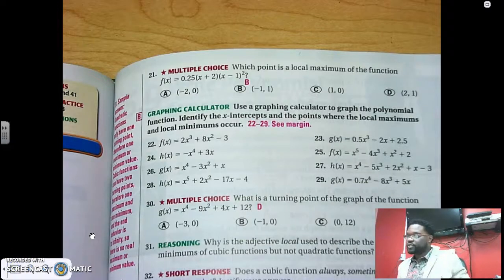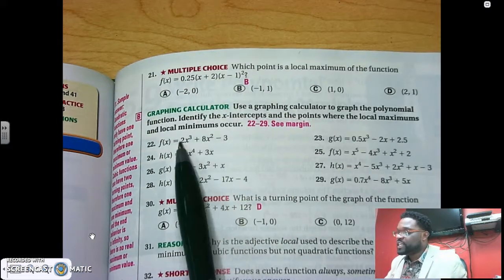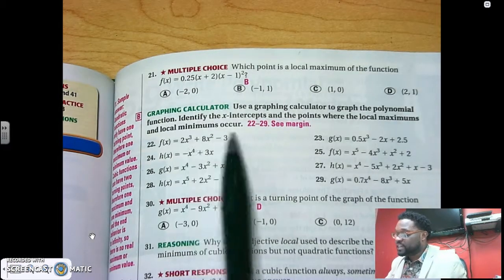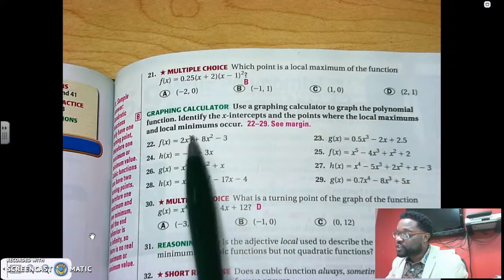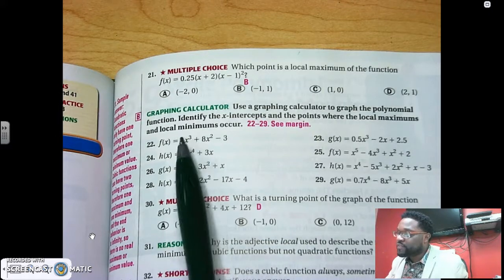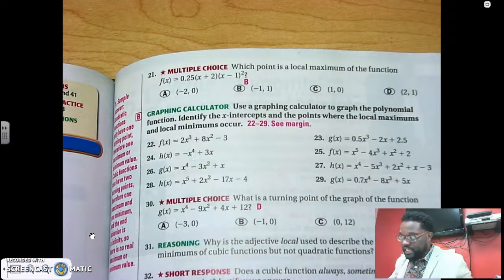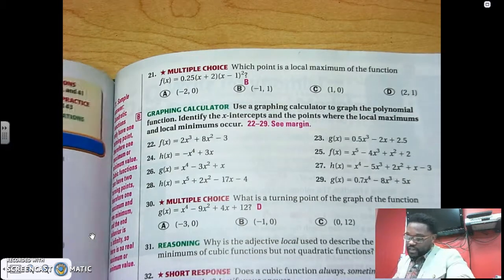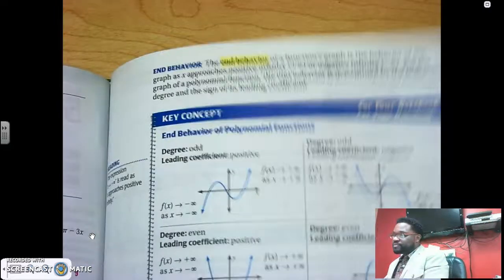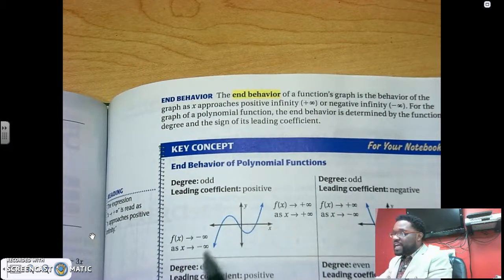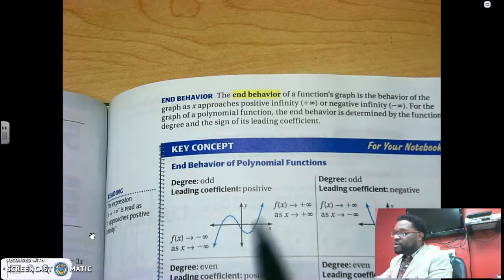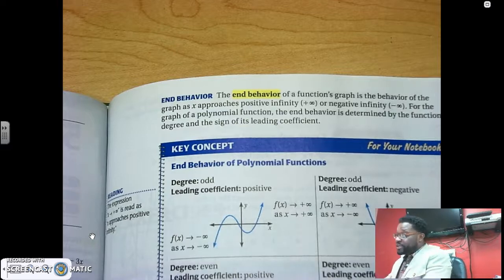All right, let's look at number 22. We should be able to tell what this graph kind of looks like. All right? It's a cubic, or it's an odd power function, odd degree, and the first coefficient is positive. Okay, so it's an odd degree and the leading coefficient is positive. All right, what did the note say about that? Odd degree, leading coefficient positive. It should look like this: go down on the left hand side and go up. Positive infinity, negative infinity is what I really should be saying.